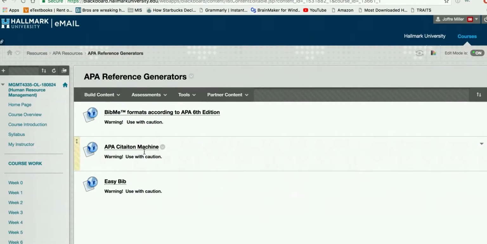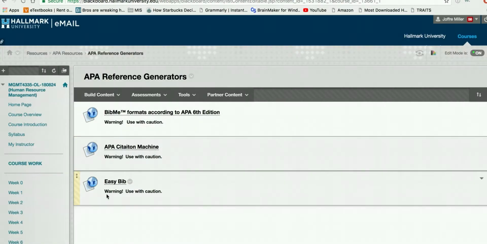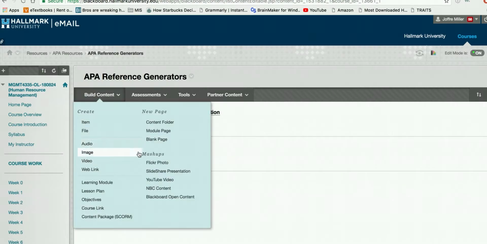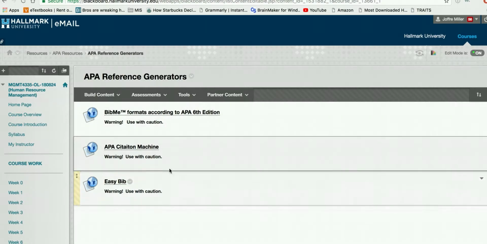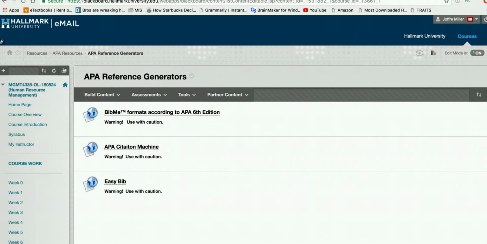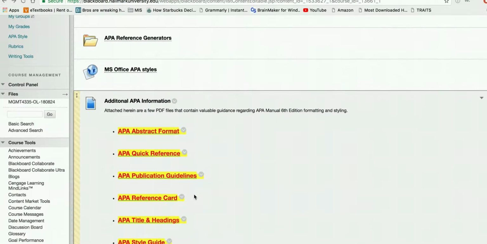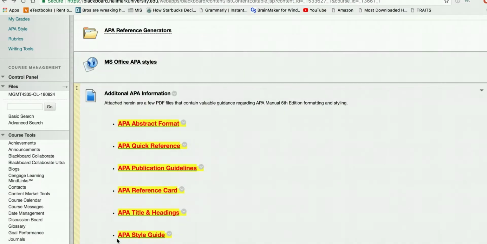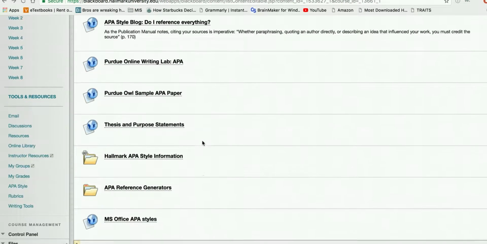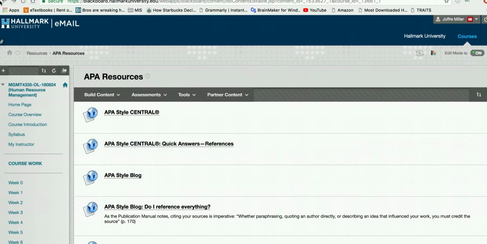APA reference generators. I got BibMe, APA citation machine, EasyBib. Some of these are paid sites, but they'll give you a certain amount you can generate. You may not be able to store it, but it'll generate your citation. Of course, you need to look at it because, for instance, it'll take a title and it won't put it in sentence case, which is what APA requires. So you'll need to go in and tweak it a little bit. And then following on, like I said, some information that Dr. Gomez, I added that as well.